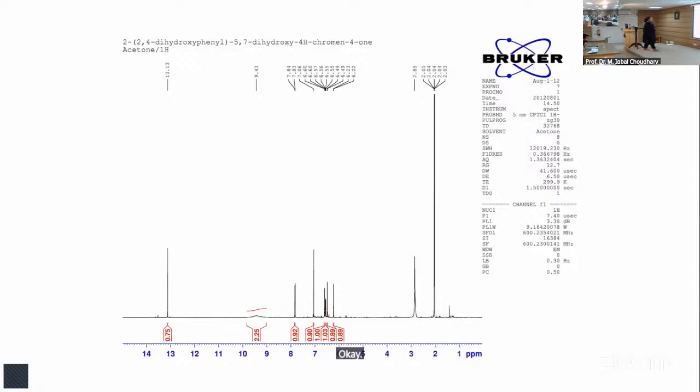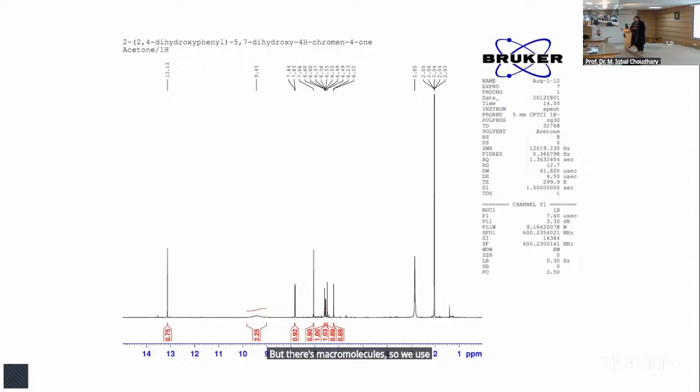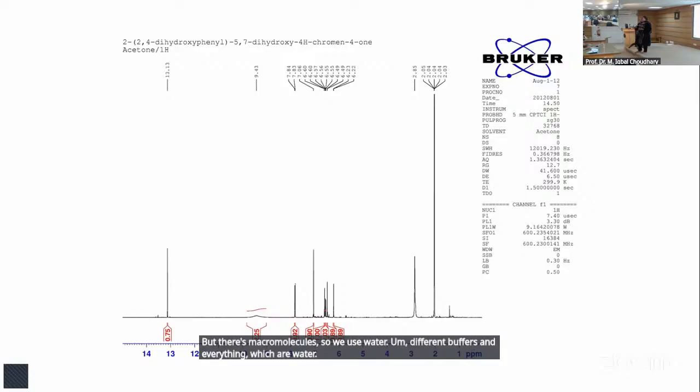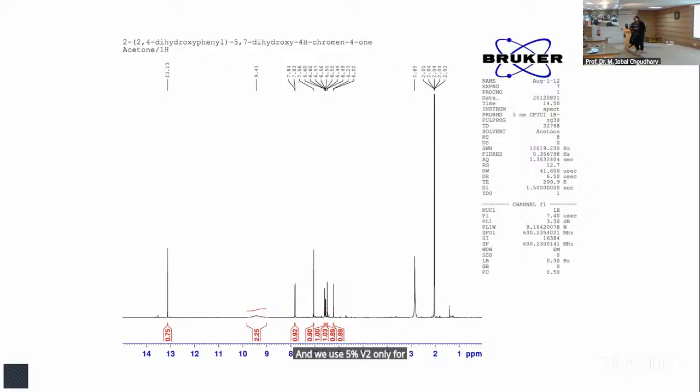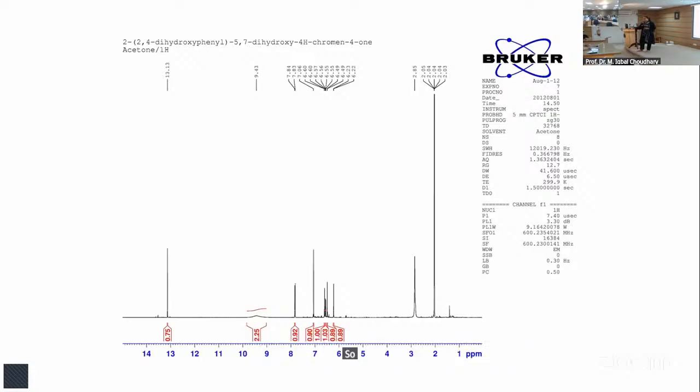Okay, so the solvent. The solvent is acetone, so it's deuterated acetone, whatever is written here. So you always use deuterated solvent. But sometimes, when we are doing experiments on biological macromolecules, we use water and different buffer chemicals in water, and we use 5% D2O only for lock. The reason behind it is that there are many exchangeable protons, like amide protons, since we were talking about proteins. So amide protons are exchangeable, right?